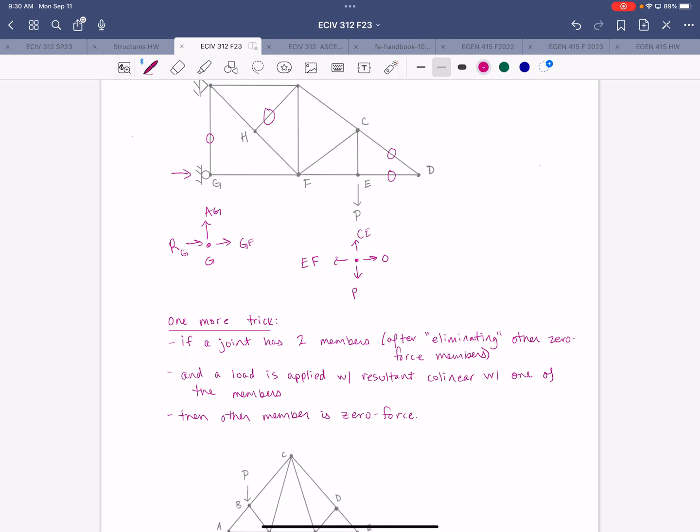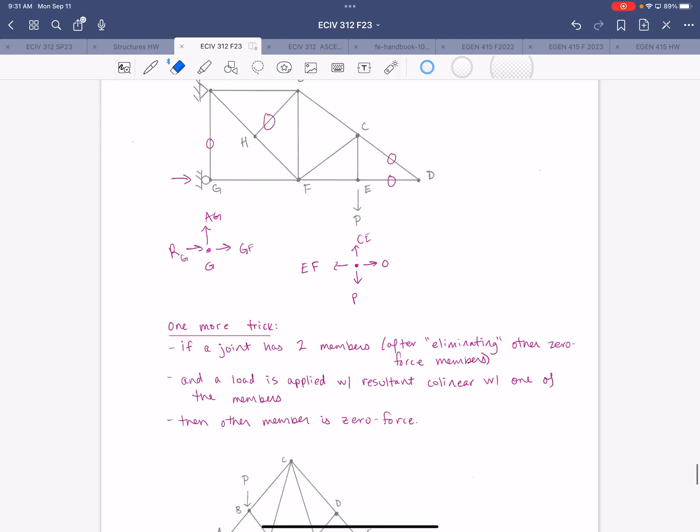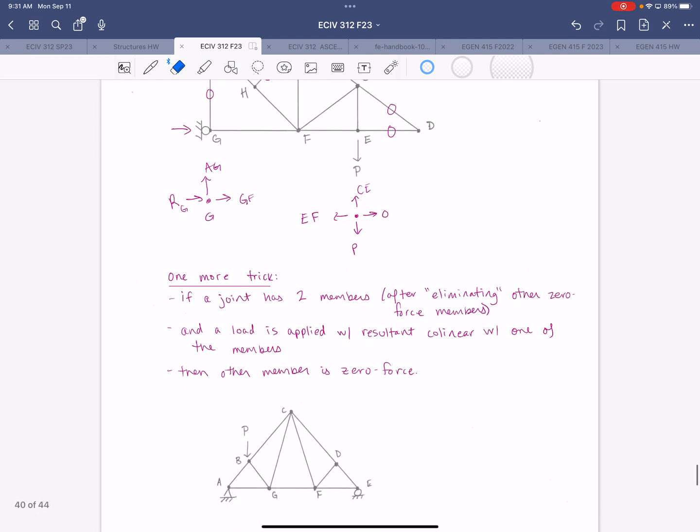So in another example, if we use this same truss with another load consideration, if you had a load applied at joint D that was collinear with CD, then CD would not be zero force, but ED would still be zero force in that scenario, all right? All right, questions?